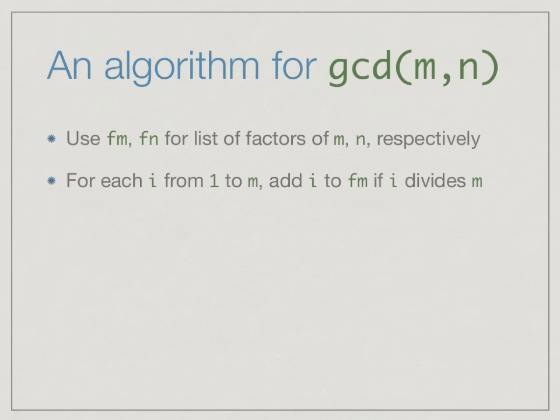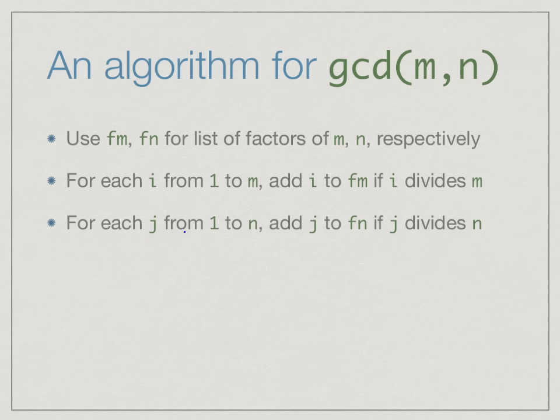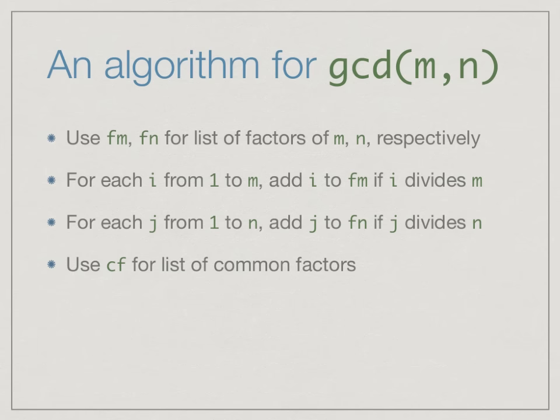So what we do is that we run through the numbers 1 to m. And for each i in this list 1 to m, we check whether i divides m, whether m divided by i has remained as 0, and if so, we add it to the list factors of m, or fm. Similarly, for each j from 1 to n, we check whether j divides n, and if so, we add it to the list fn. Now we have two lists, fm and fn, which are the factors of m and the factors of n. Now we want to compute the list of common factors, which we will call CF.